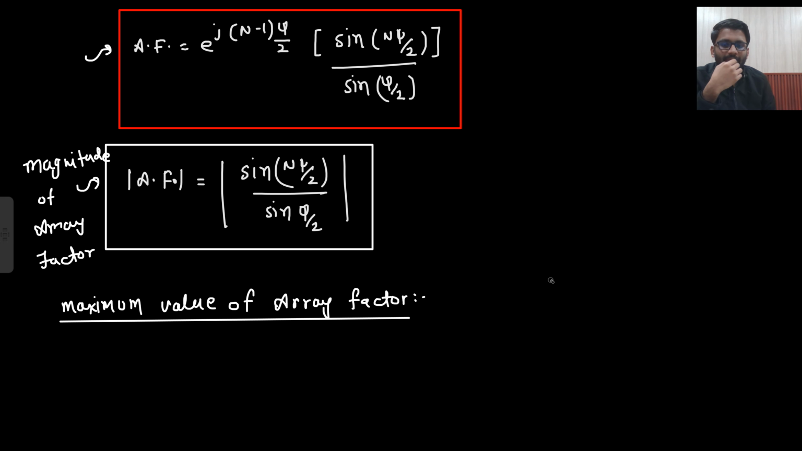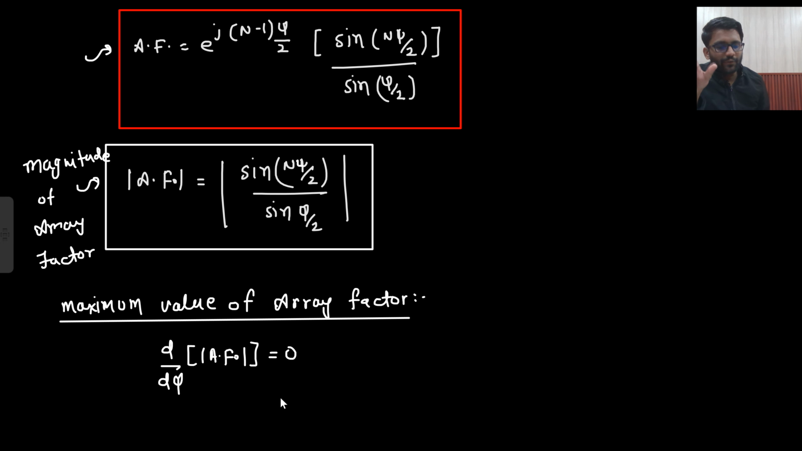We need to find the maximum value of array factor, and at what value of phi it will occur. So we need to differentiate with respect to phi. d by d phi of the array factor magnitude, and we'll put that equal to 0. From there I can get the value of phi, and when I put that value of phi here, I will get the maximum value. Whatever value of phi I get would be the value at which the maxima is occurring.